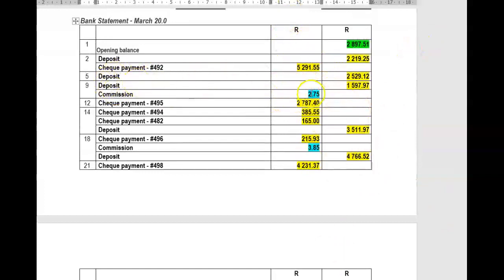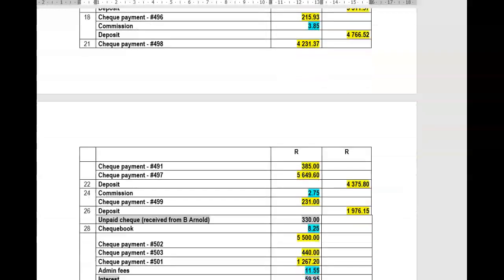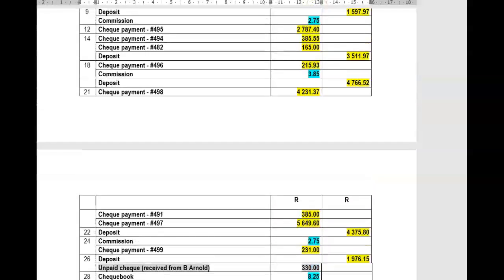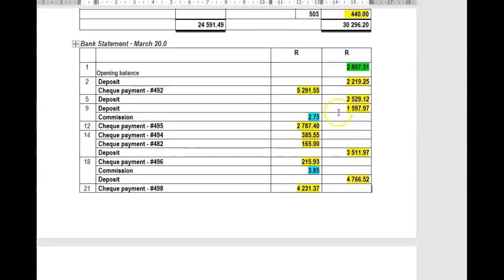Now you see there commission R2.75, commission R3.85. You see another commission R2.75. You see checkbook of R8.25 and admin fees of R11.55. So if I add all those blue ones together, that is now our bank charges for the month, and that needs to be posted in our bank ledger account.